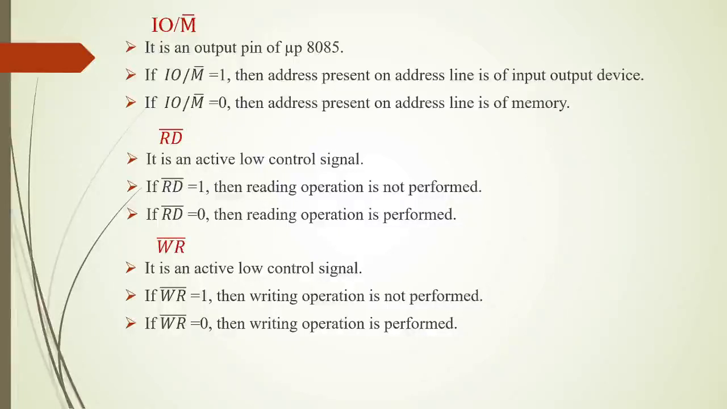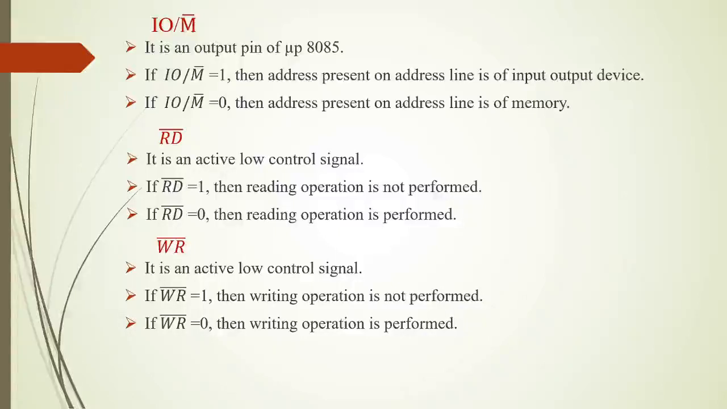Now if IO/M bar is equal to 0, then the address present on the address line will be of the memory. You can see this IO is active high, whereas this memory is active low. So this will get enabled only if you put 0, and this will be enabled only if you put 1. Now coming to RD bar. This is an active low control signal, and WR bar is again an active low control signal. RD bar is used for a reading operation and WR bar is used for a writing operation.